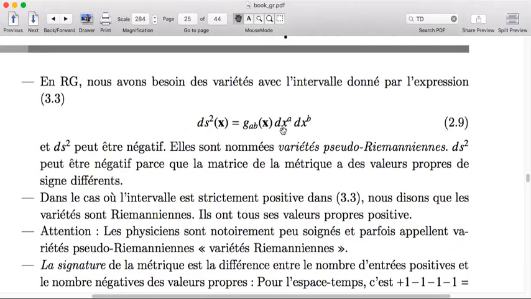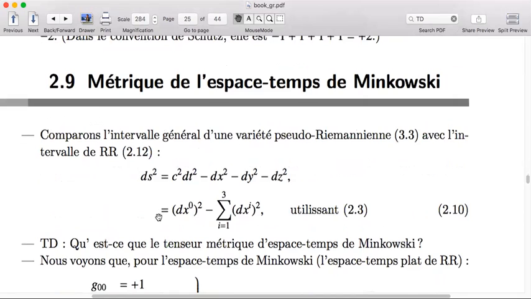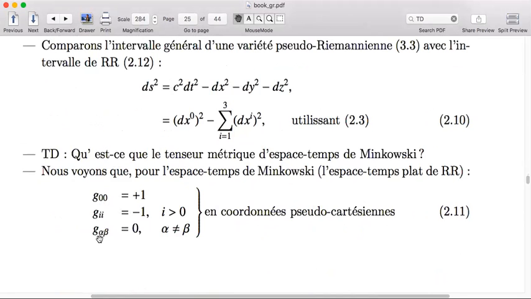For instance, there's no dx0 times dx3 or dx1 times dx2. That means that the g12 and the g03, they're all 0. In other words, this matrix here is diagonal. And so here, G alpha beta equals 0 when alpha is not equal to beta. That says that the off diagonal terms are 0. And the diagonal terms are either +1 or -1.